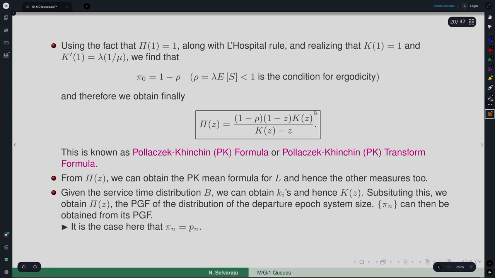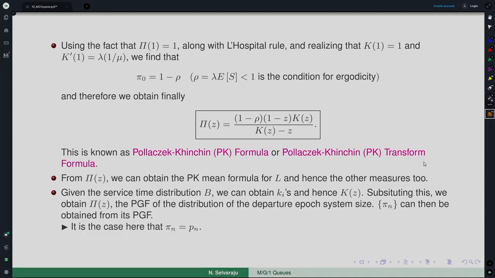We will see that we can write this in one more form, again using transforms, but here both of them are z transforms, as you are seeing here. So, this is what is known as the PK transform formula. Okay. So, this is as far as the analysis or simplification goes for obtaining the departure point system size probabilities. Okay. Now, what do you need?